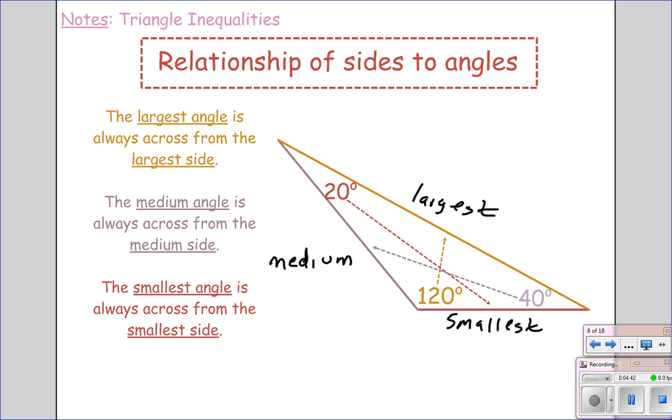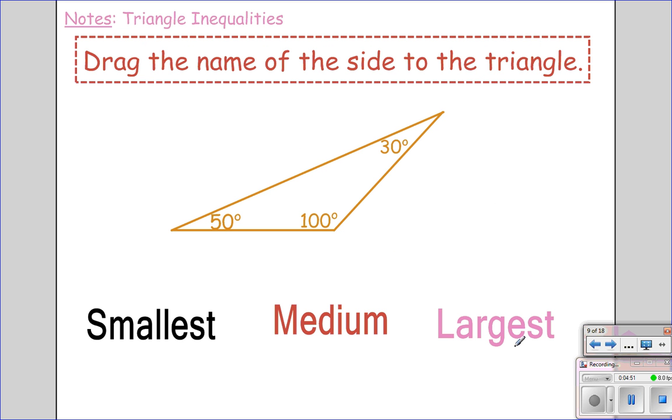So while I might not know the lengths of each side of the triangle, I know which one would be the smallest, the middle, and the largest. So look at this, take a second and see where you label smallest, medium, and largest.